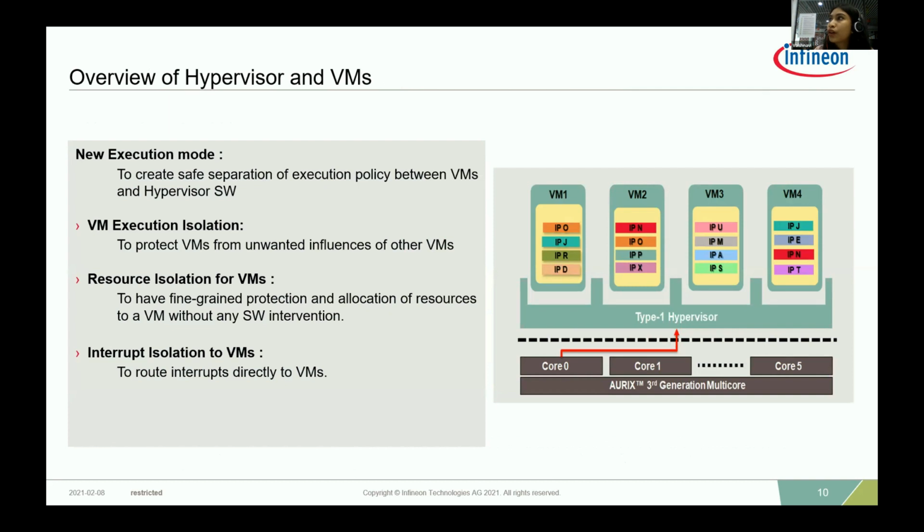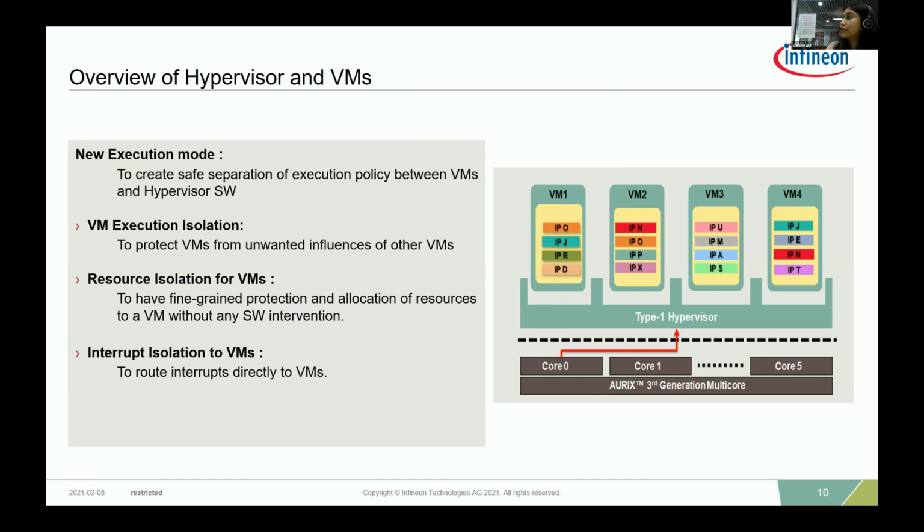This is again an overview of the hypervisor that our TC4xx has. We have a new execution mode, VM execution isolation, and resource isolation. To add to the point of resource isolation for VMs, we have a protection mechanism that I'll be talking about in a future slide. We have fine grained protection and allocation of resources to a particular virtual machine. For interrupt isolation to VMs, we have routed interrupts for specific virtual machines. If VM1 is receiving an interrupt, it is directly routed to that VM.